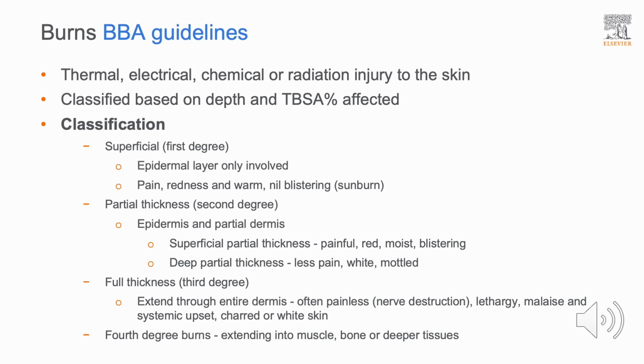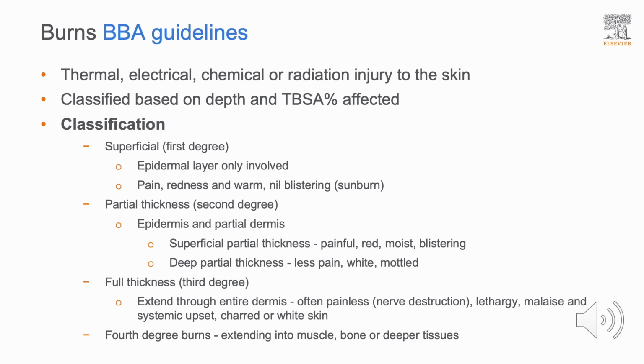Next, you have partial thickness or second-degree burns, which involve the epidermis and partial dermis. These are further broken down into superficial partial thickness, with symptoms including pain, redness, moisture, and blistering, or deep partial thickness, where there is less pain and the skin can appear white or mottled. Full thickness or third-degree burns extend through the entire dermis and are often painless due to nerve destruction, and are associated with lethargy and systemic malaise and charring or a white appearance of the skin.